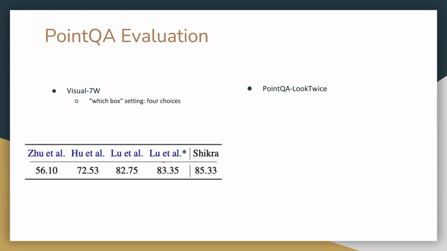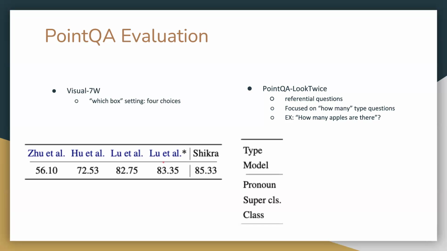The next data set they use is the point QA look twice data set. Now this comprises of referential questions. So questions like what color is this, or how many of these are there, where the this and these is referred to by either a center point annotation or a bounding box. The authors focus specifically on the how many type of questions though, so counting questions. So for example, and I'm going to use this example throughout the rest of this explanation, how many apples are there? So you can see here there's a split of pronoun, superclass, and class, because there are different levels of detail that can be provided within the question.